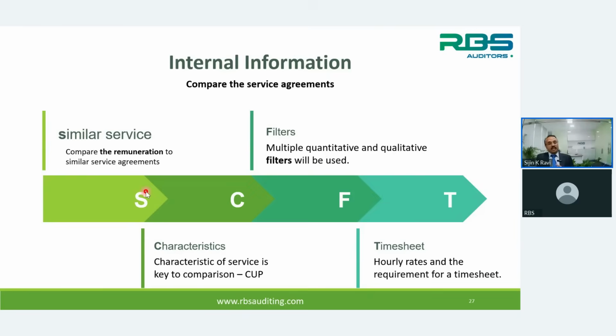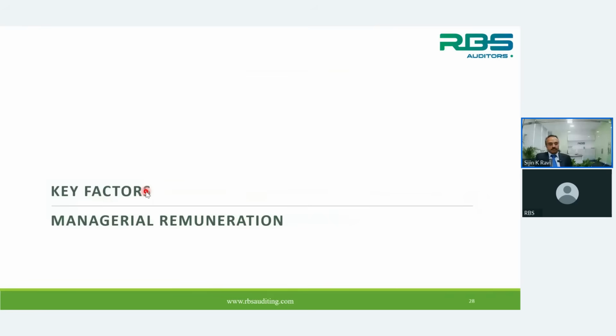And you have to see the timesheet, hourly rate, and requirement for timesheet. Why is this timesheet important? Because, for example, you have two companies. One company is the main company, and the second company is a related party. And how much time is involved in the second company? Then you have to see the time allocated for that entity. So you must have proper information relating to those things. Then only you can develop the internal CUP or internal information relating to benchmarking for managerial remuneration.